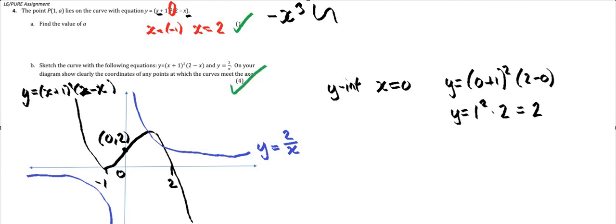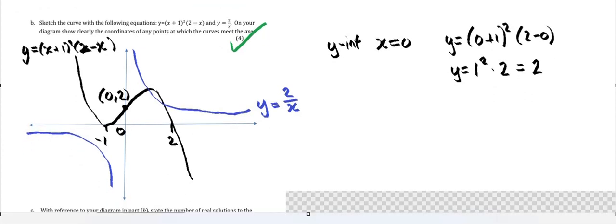Now the last part of the question asks us, with reference to your diagram, state the number of real solutions to the equation where (x plus 1) squared times (2 minus x) is equal to 2 over x. Well, we can see straight away that it intersects here and here. So that means that we're going to have 2 solutions, and we can use algebra to find them. We don't need to, the question doesn't ask us to, but we can do that anyway.